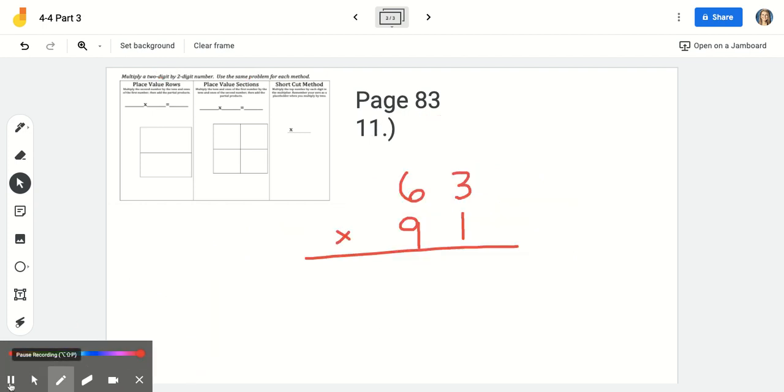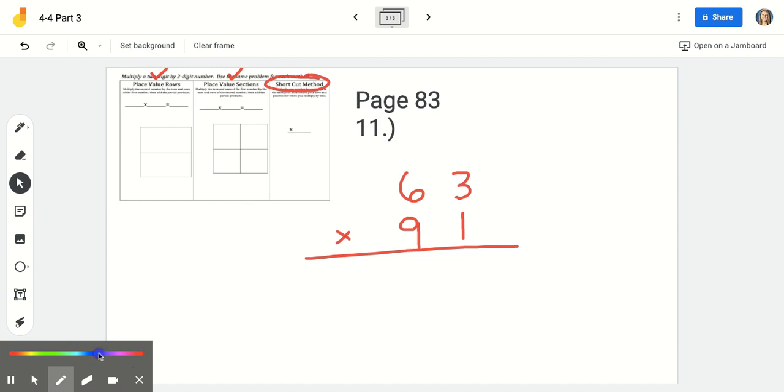All right, number 11 on page 83 is 63 times 91. We practiced the place value sections, place value rows. Let's solve this one using the shortcut method. All right, with the shortcut method, it's the standard algorithm way, so we're not going to draw any diagrams. We're just going to go ahead and solve within the problem.